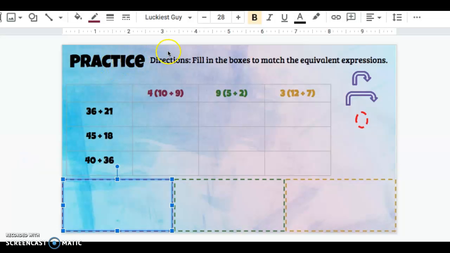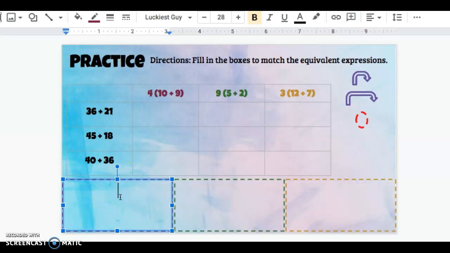Alright, so for today, you're going to have to fill in the boxes to match the equivalent expressions. So you'll place an X if you think that 36 plus 21 is the same thing as 4 parentheses 10 plus 9. And the way you can do it is solving it by doing the distributive property. So let's start with 4 parentheses.